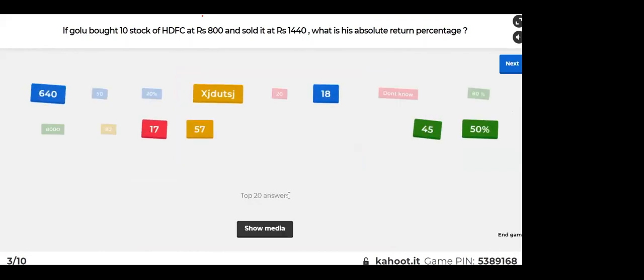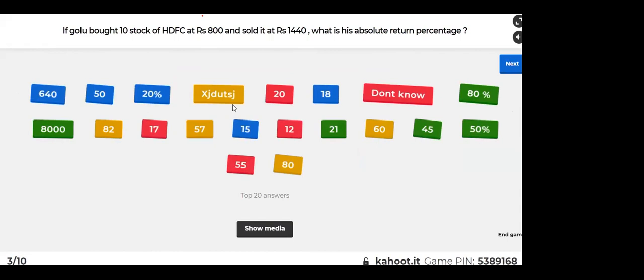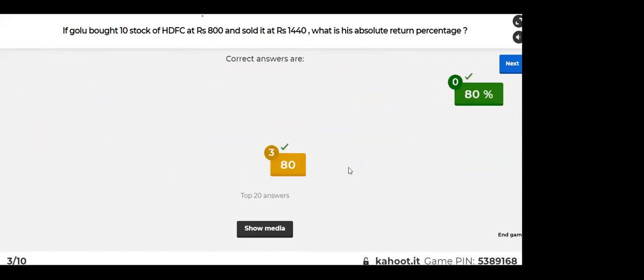Okay, let us see. People are saying the answer is 80%. What is the meaning of absolute return? This is your selling price minus your buying price, which would be 640 rupees. So what's the percentage? 640 divided by 800 into 100. 80. So the answer would be 80%. Your money has grown by 80%.